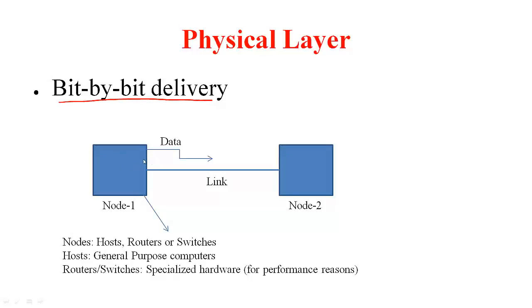So we want to move data in the form of bits between two neighboring nodes over a link. These nodes could be hosts, routers, or switches. In case of hosts, these are typically general purpose computers where some portion of the functionality is implemented in software and some in hardware. But if it were routers and switches, a lot of the functionality is implemented in hardware for performance reasons, for example, high speed.